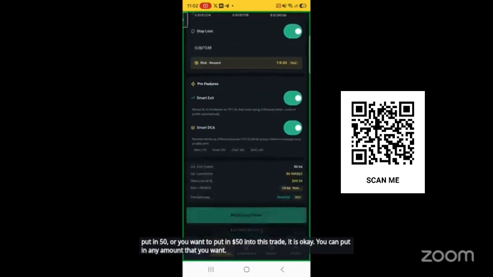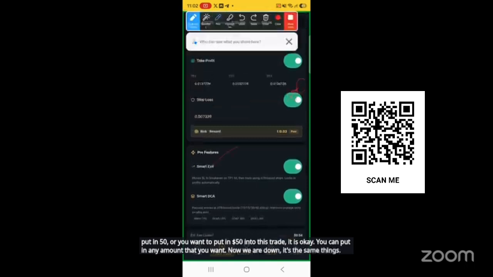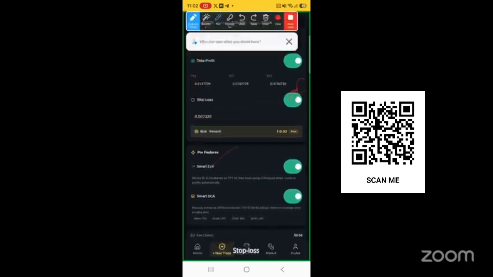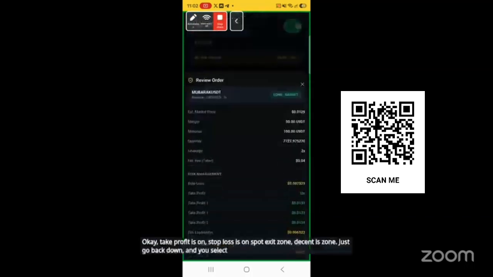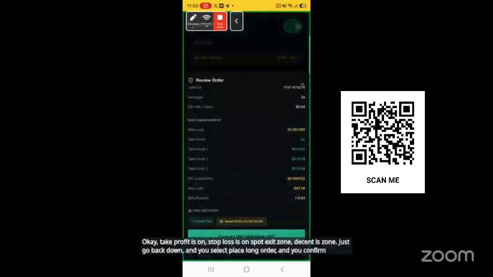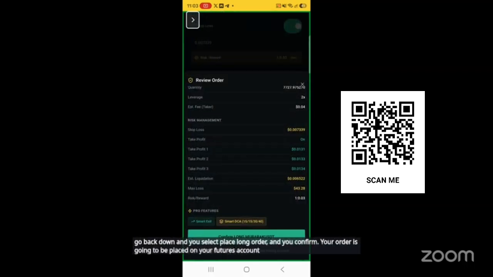Now down here it is the same things. Take profit is on, stop loss is on, smart exit is on, DCA is on. Just go back down and select place long order and confirm, and your order is going to be placed on your futures account. That's how simple it is.